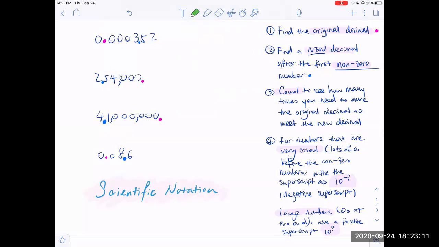You need to count how many times we need to move the decimals, okay? So that's the third step. You need to count, all right? So for the first question, we move 1, 2, 3, 4, 4 times. So our new number is now 3.52.